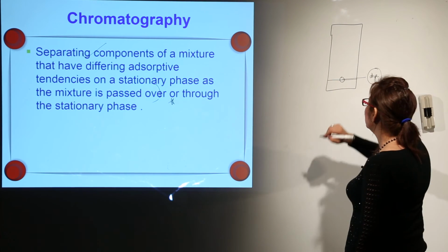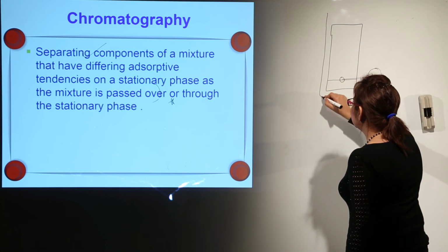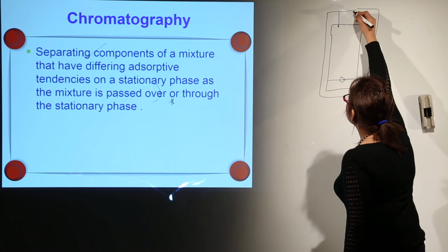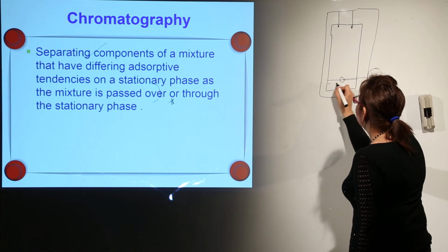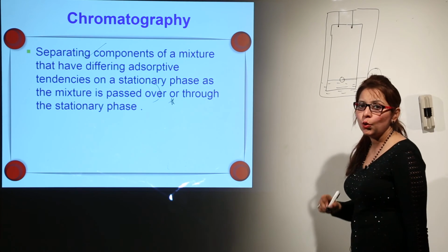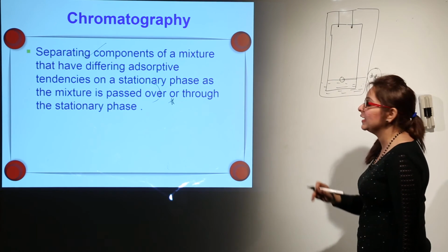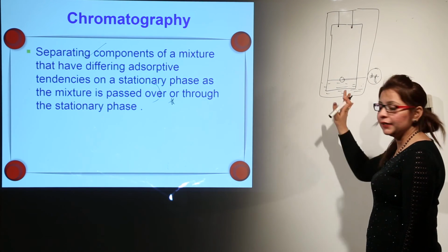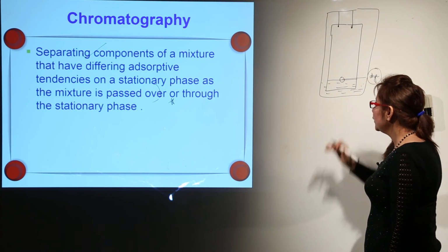What I am going to do next, I am going to place this in a glass jar. I am going to hang this paper in a glass jar which contains the water, and the height of this chromatography paper is so adjusted that the drop of the dye or ink is just above the water. I think you have got it now. So what is going to happen?